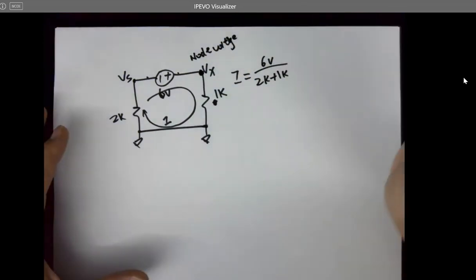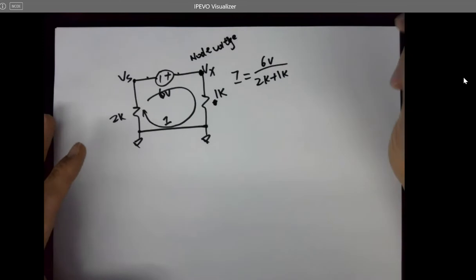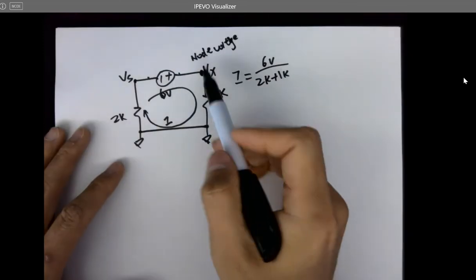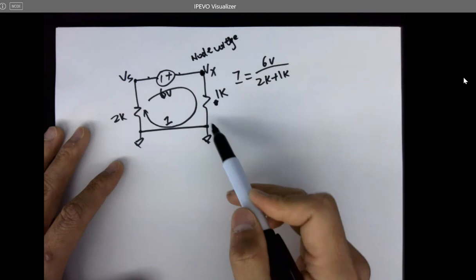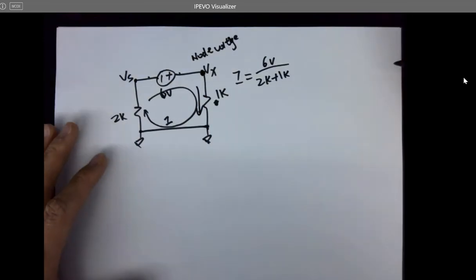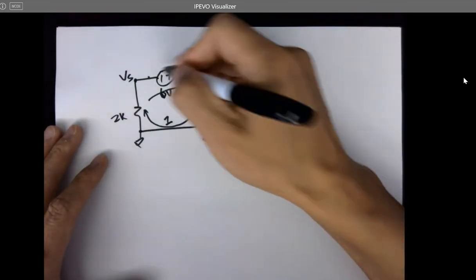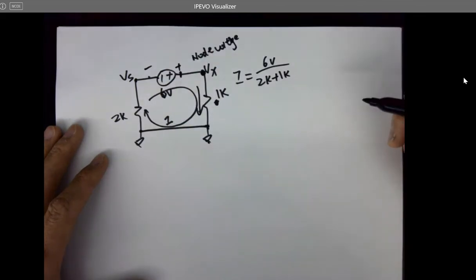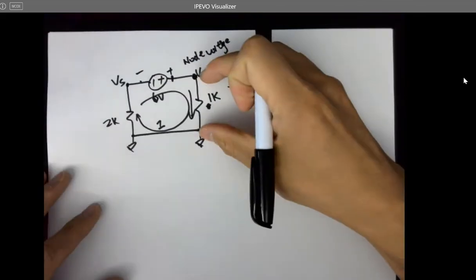I have to calculate it, to be honest. I couldn't even tell. Why is that? Because this voltage is compared to the ground. You have to calculate the voltage drop across this resistor. Even though this is a 6 volt battery, the 6 volts is actually from here to here. But from here to here, it's not 6 volts.